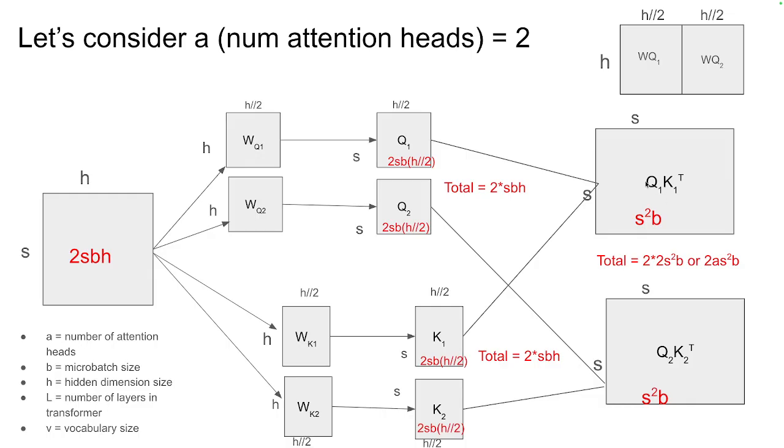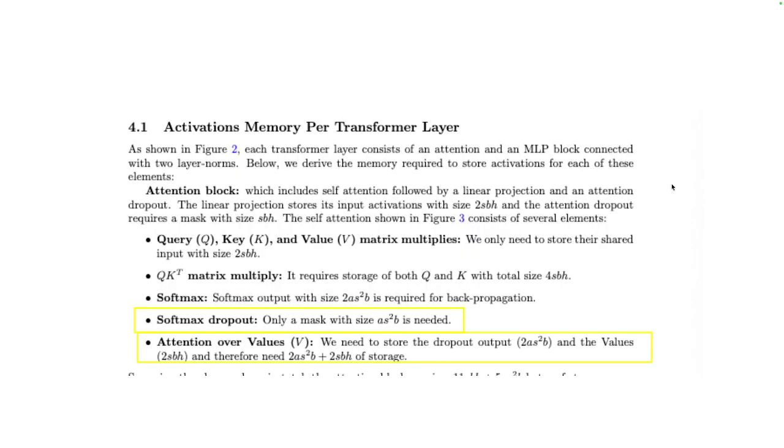So if you have this S cross S matrix, they would do a softmax dropout on this. And dropout is basically where, from your S cross S matrix, you drop some of the values before taking the softmax.